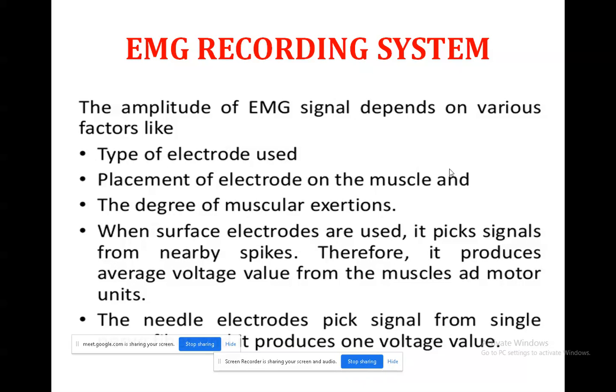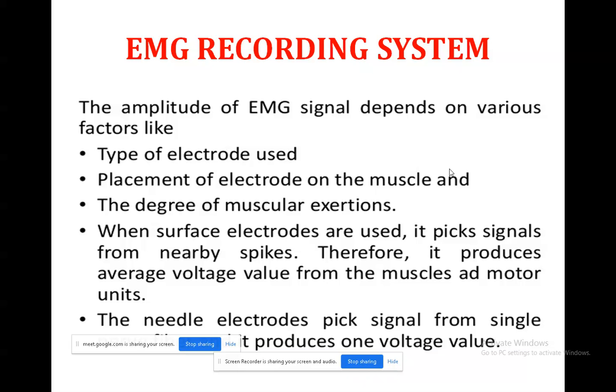Next, the amplitude of the EMG signal depends on various factors. The biosignal you take from the muscles depends on what type of electrode you are using, either surface electrode or needle electrode, and based on that your amplitude value will differ. Then the placement of the electrode on the muscles, whether in the hand or a leg, will determine the amplitude of the EMG signal. Then the degree of muscular exertion, how hard you are pressing the muscles while keeping the electrode on the body, is also a factor. And when surface electrodes are used, they pick up signals from nearby spikes.